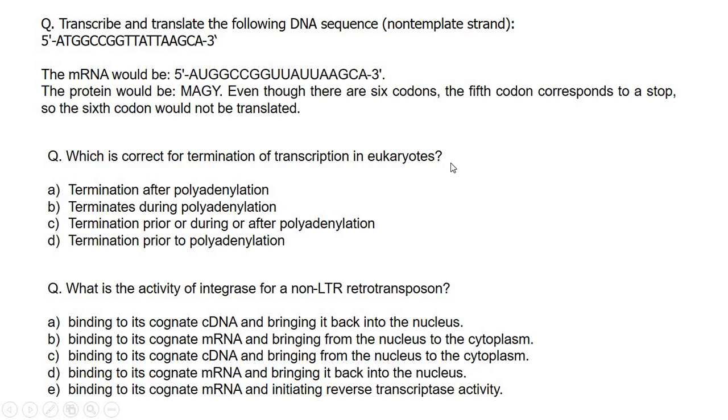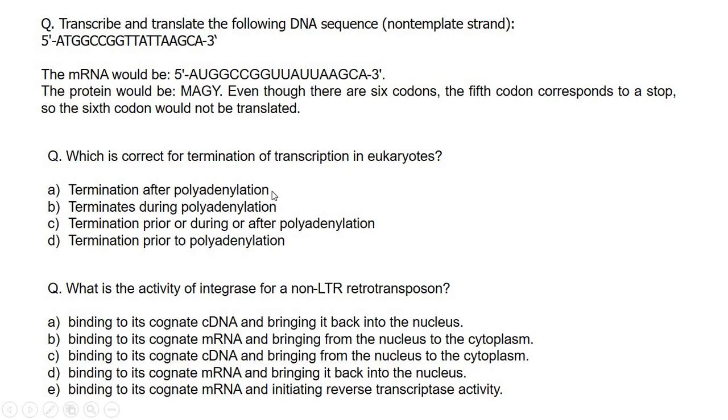So again, talking about transcription: which is correct for termination of transcription in eukaryotes? Remember, we talked about termination of transcription being rho-dependent or rho-independent in prokaryotes. In eukaryotes, because the mRNA needs to be post-transcriptionally modified, there is a different set of termination mechanisms.